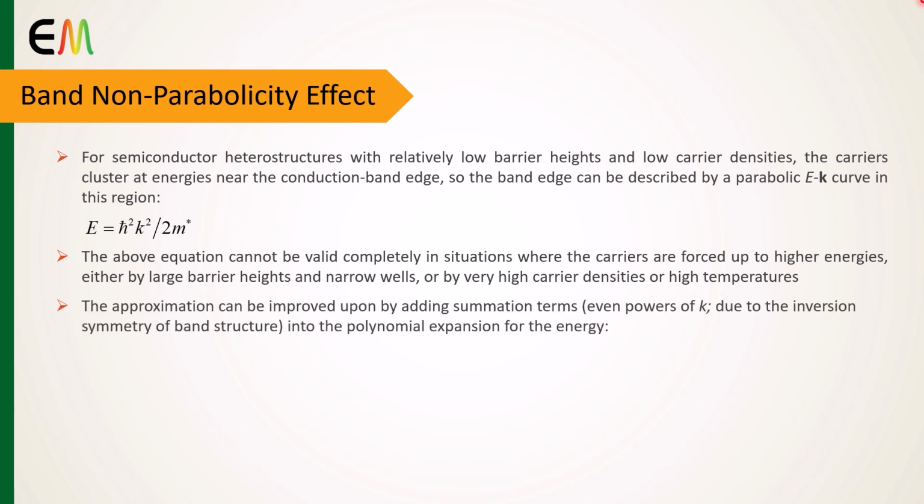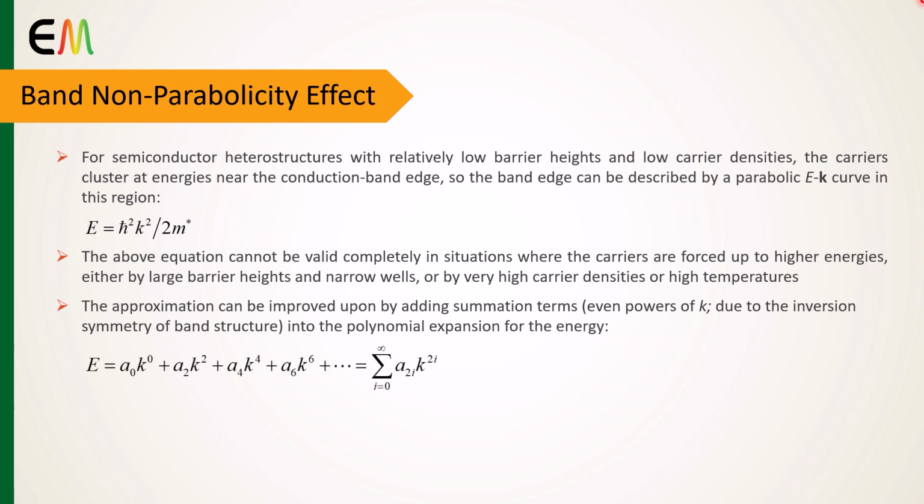The approximation can be improved upon by adding summation terms into the polynomial expansion for the energy. For example, no matter how complex the band structure along a particular direction, it clearly has inversion symmetry and hence can always be represented by an expansion in even powers of k if sufficient terms are included. So the energy E can be described by this series.